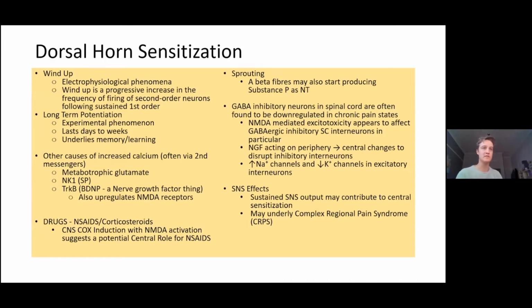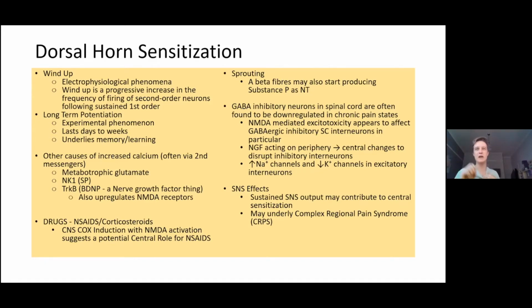There are other causes of increased calcium, not just the NMDA receptors. There's a couple of others here, but the NMDA receptor is certainly the most important one to mention in this question. I think it would be reasonable to say that non-steroidal anti-inflammatories and steroids have a role. One of the consequences of activation of the NMDA receptors is induction of COX-2, which results in prostaglandin and inflammatory mediators being produced. And therefore, you could very plausibly argue that you're going to decrease inflammation around the nervous system by using these anti-inflammatories.